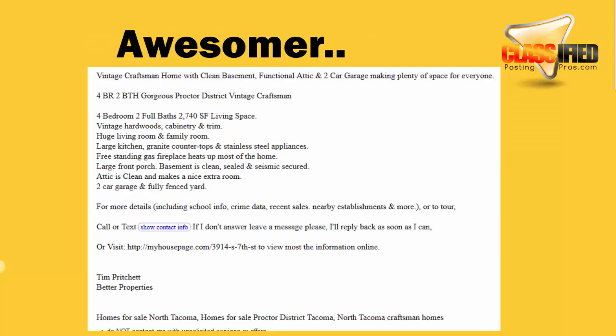Okay, this is awesomer. This isn't perfect, but I call it awesomer because we're doing some of the right stuff here on this one. Tight sentences. That first sentence is vintage craftsman home with clean basement, functional attic, and 2-car garage. You've got a bunch of terms there that people, if they're searching via Craigslist, are going to be able to search for this home and find. Then he's got a bunch of bullet points there. Well, actually, bullet lines. I would actually put dashes or bullet points or something in front of those to make them look a little bit better.